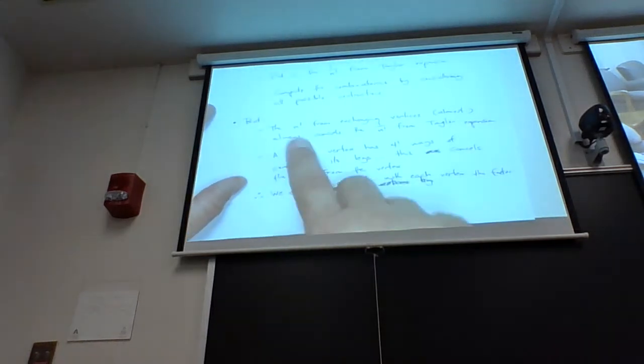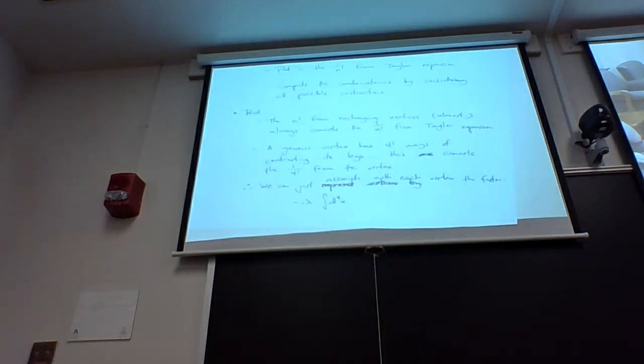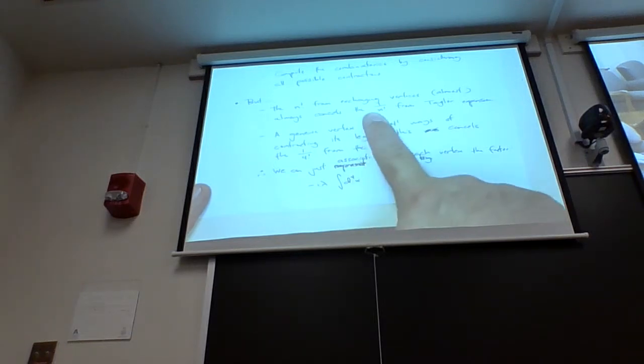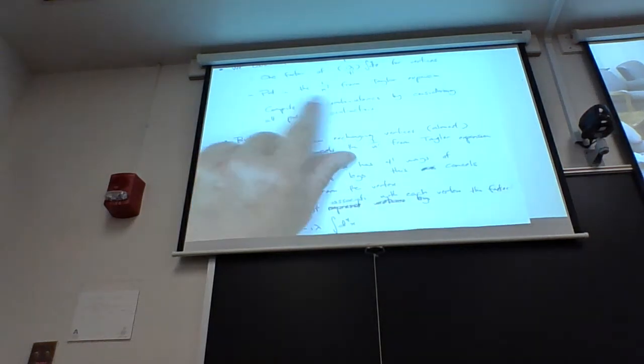But you notice a few things right off the bat. One is that we have this factor of n factorial that comes in from interchanging the vertices, right? And that term is almost always going to cancel the 1 over n factorial from the Taylor expansion. All right, so we can forget about that term, this part of the rules, if you will, right?